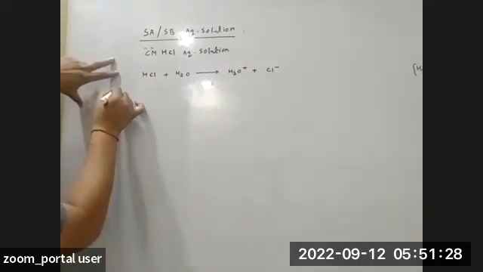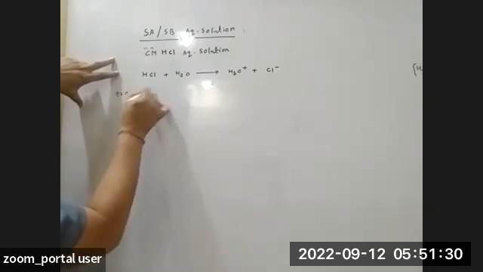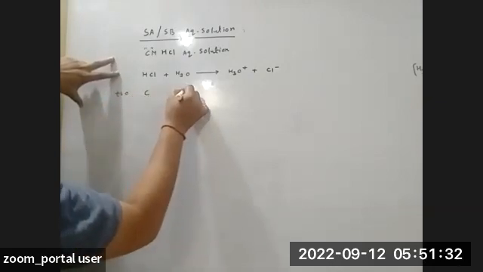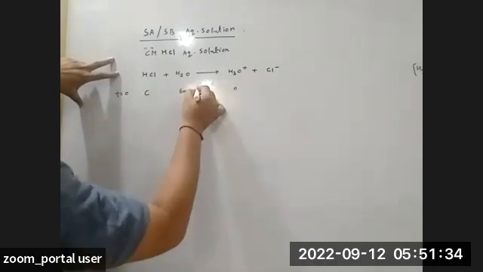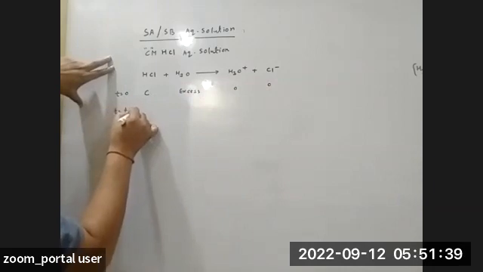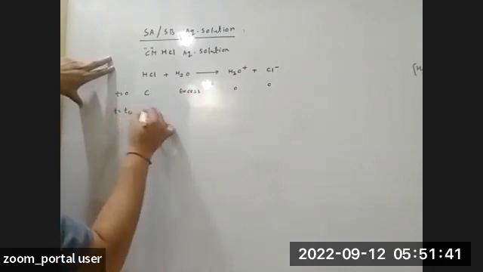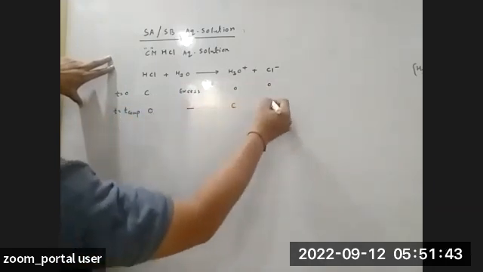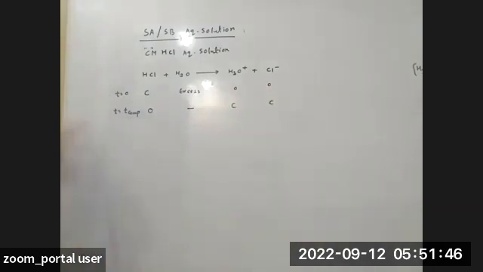Is it okay? Now at T equal to 0, the C molar is given, and water is always in excess. Initially it will be 0, and at T equal to T completion, this will be 0, this will be in excess, and this will be C, this will be C. Is it okay to everyone?